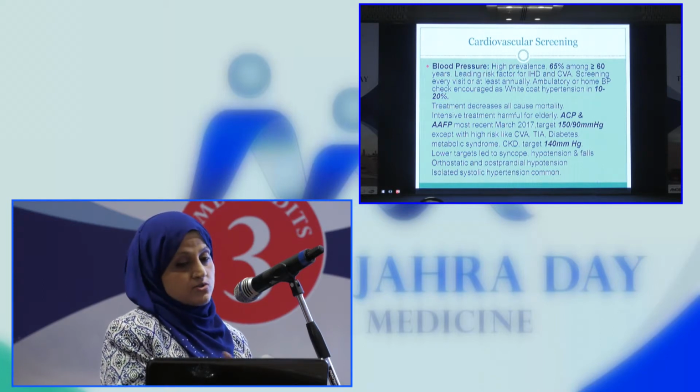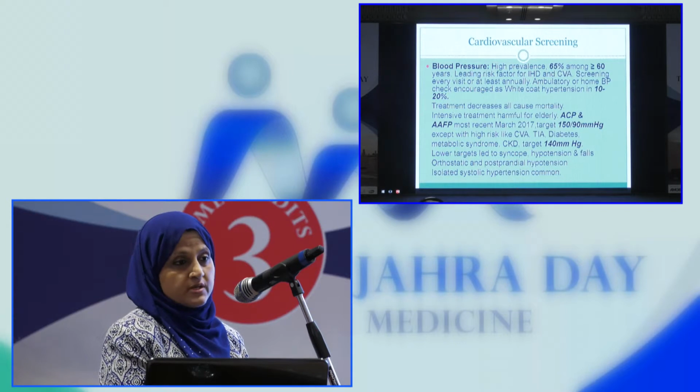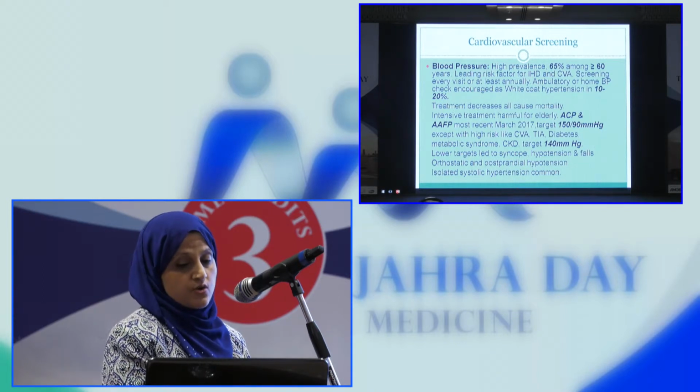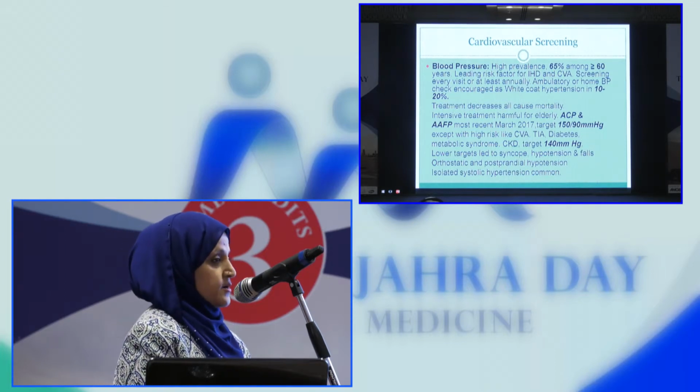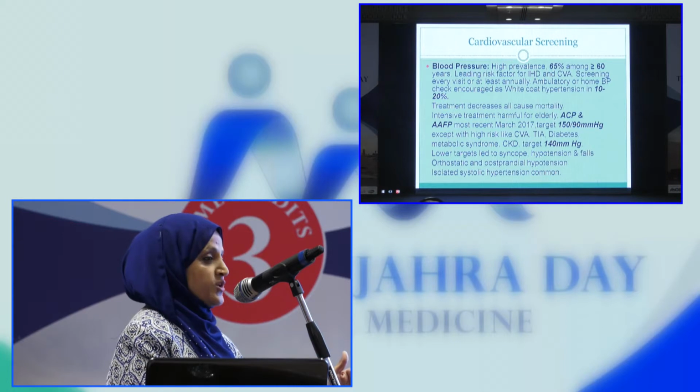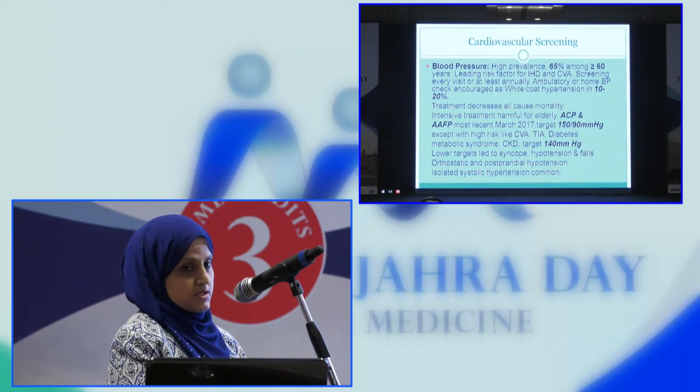For postprandial hypotension, there is no specific treatment, probably small meals, avoiding certain kinds of drugs which cause more of this problem. Isolated systolic hypertension is another issue in the elderly, where the systolic blood pressure is more than 160 and the diastolic is less than 90.